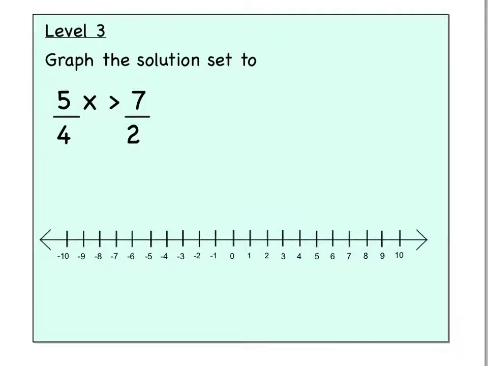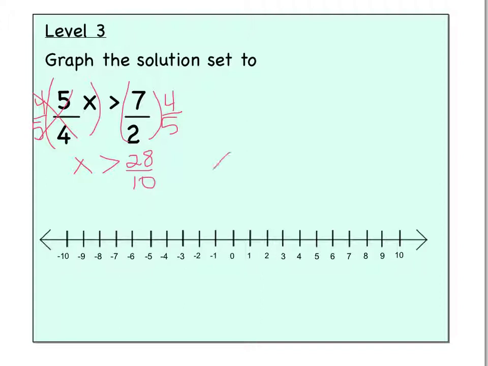Here we've got to multiply by the reciprocal. My question for you is, do we have to flip our sign? Are we multiplying or dividing by a negative number? And we are not. So it's going to be x is less than 28 over 10, which would mean x is greater than 2.8. So I'm going to go in here about 2.8, and it's greater than, so we're going to go to the right.